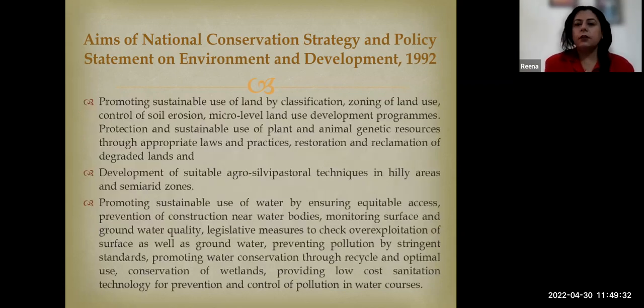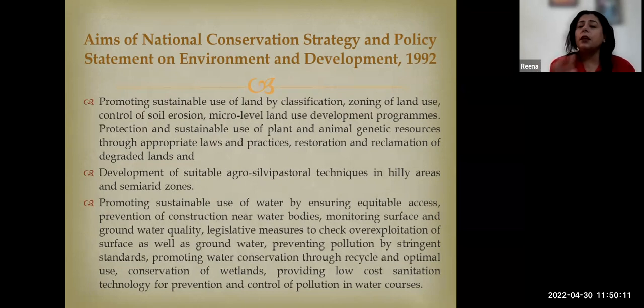Then the aims of the national conservation strategy and policy help in promoting sustainable use and development of suitable agro-silvipastoral techniques. Now if you see all the points discussed, bullet by bullet, they are tackling each and every environmental aspect, abiotic as well as biotic. Land is an abiotic aspect, but we have this conservation strategy for land. It starts with land use classification, then zoning of land use, then control.